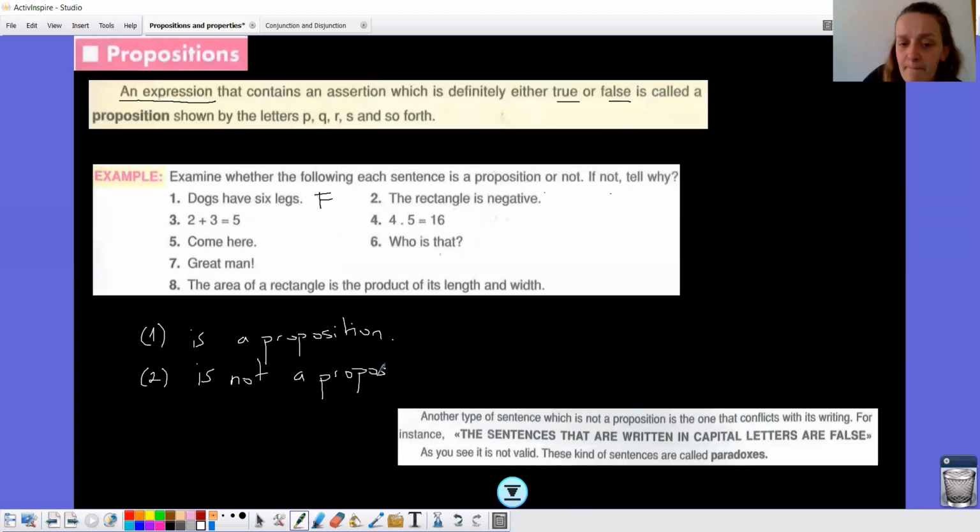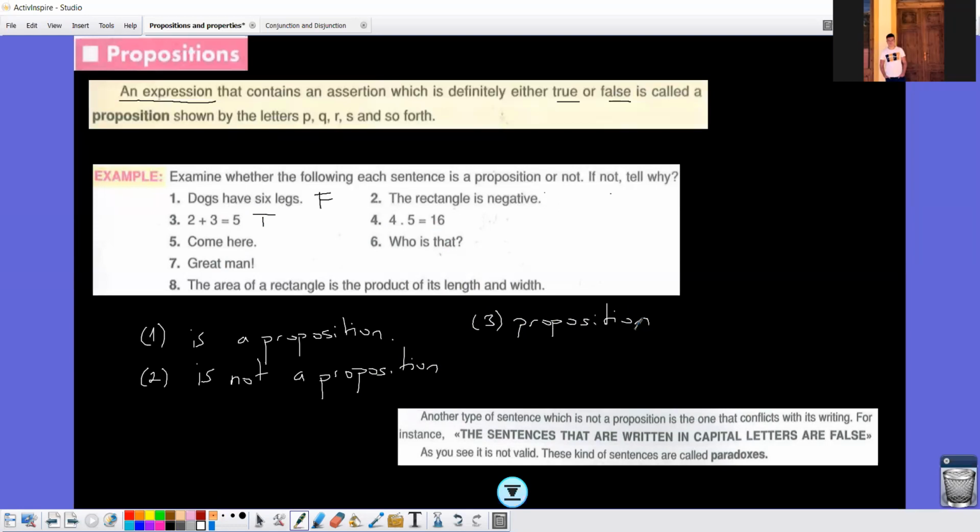The third one is a proposition. Also the fourth one. Because we can say either it's true or false. Yes. The third one is a true proposition. Also the fourth one is a false proposition. It's a proposition, but it's false. Okay.